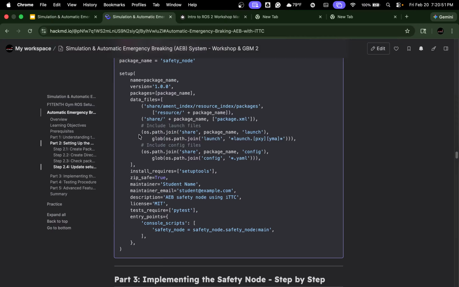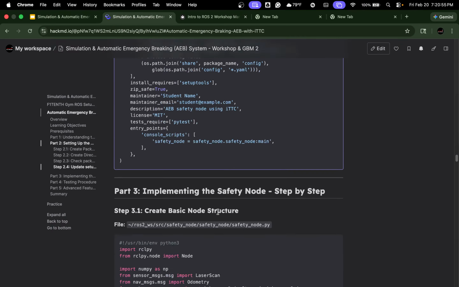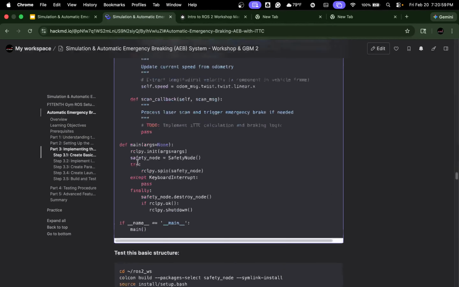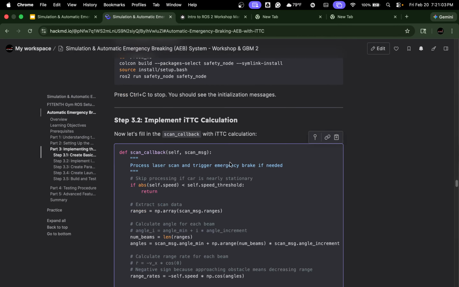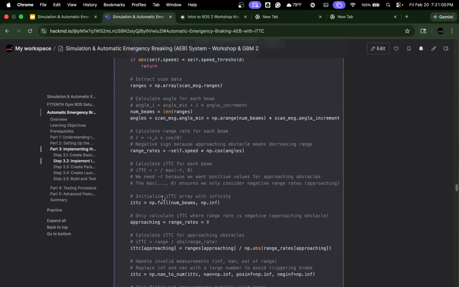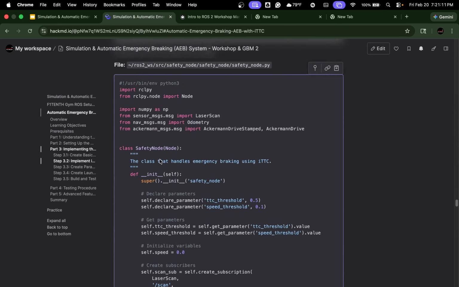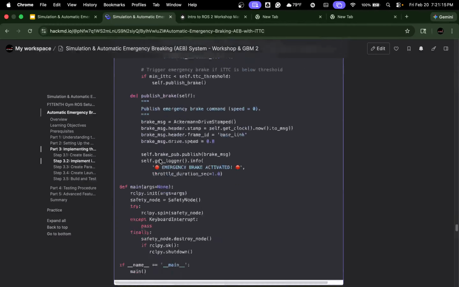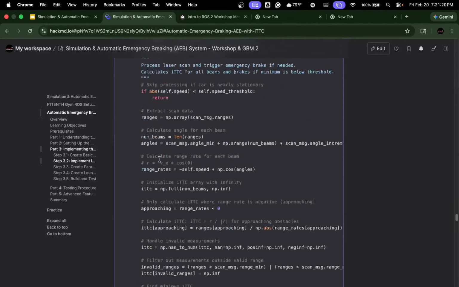This is the setup Python file. Make sure that this is in there. And you can simply copy and paste these. So you test it to see that it works, and you implement the ITTC. So that code does exactly what I was describing earlier on how to actually implement it. And once you're done with the code, the reason it's that long is because there's a lot of explanation in there.